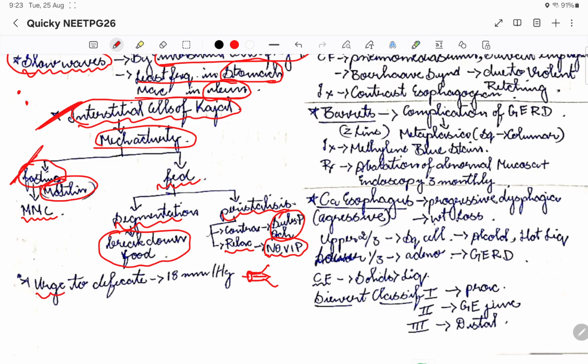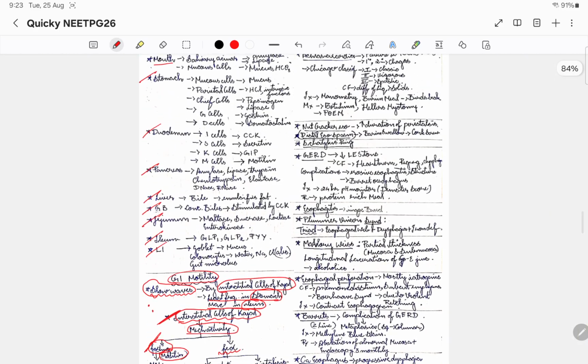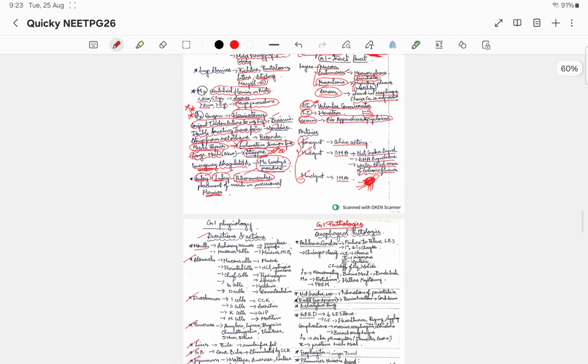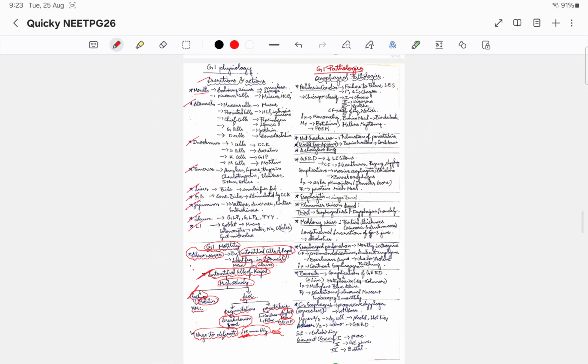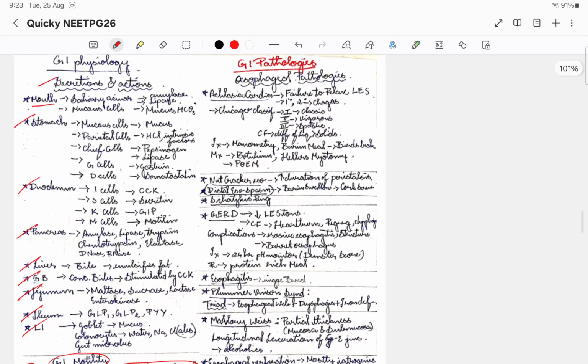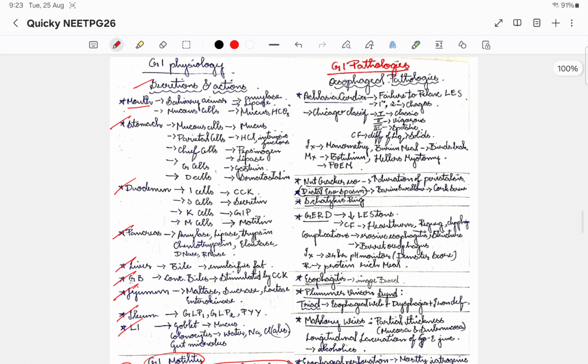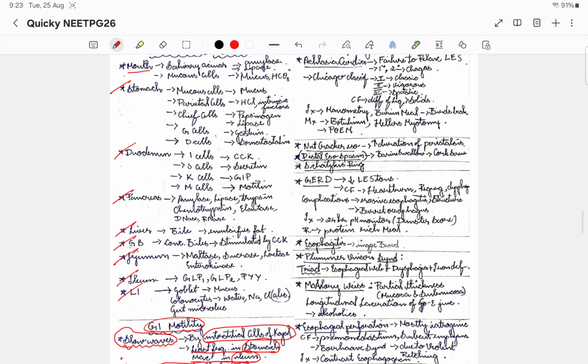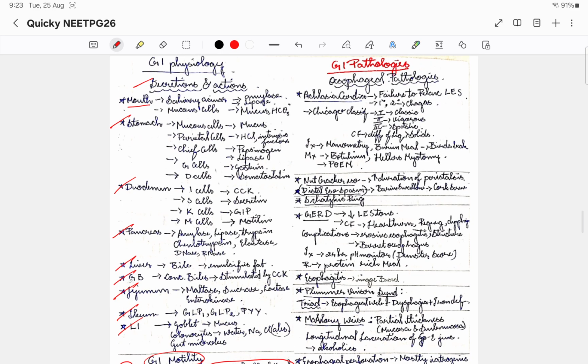So please remember, the urge to defecate will be at 18 mm Hg. This is the pressure at which we get the urge to defecate. So this is all and everything you need to know with respect to GI physiology, anatomy and embryology. Now we'll move on to the pathologies, all the medicine pathologies and the surgical pathologies with respect to each zone, that is esophagus, stomach, then small intestine and large intestine, then till the anus. All the pathologies we'll see one by one.